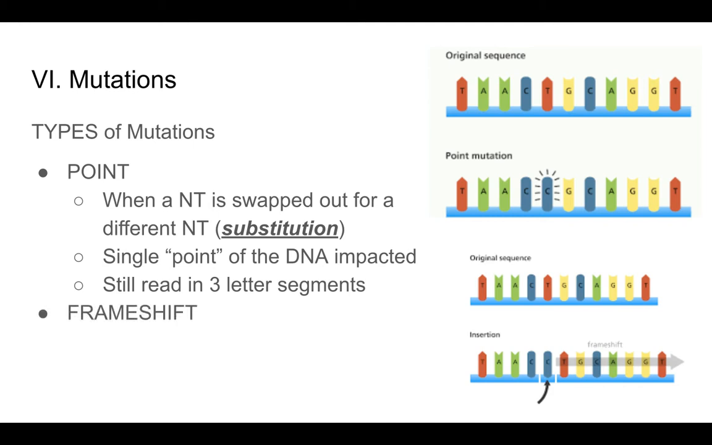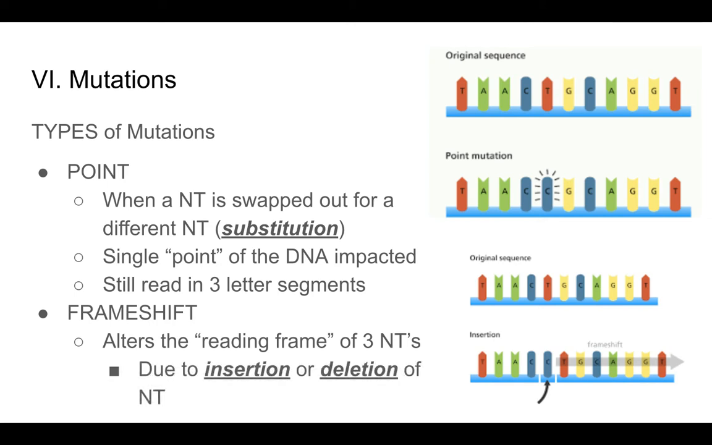The other type of mutation, a frame shift mutation, is when we alter the reading frame. And these are the results of inserting or deleting a nucleotide without replacing it. And so an insertion or a deletion is going to shift how we read those codons. It literally shifts what we call the reading frame of the codon, and that's where it gets its name, frame shift mutation.